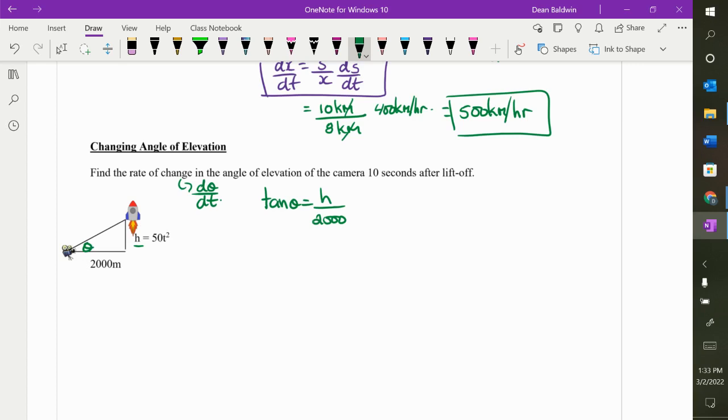What's the derivative of tan? Secant squared theta. But we have to use chain rule. So now I have to do the inside derivative because theta is not constant. What's the derivative of theta with respect to time? d theta over dt. Equals. I'm going to pull the 1 over 2,000 out just because that's a little easier. What's the derivative of h with respect to time? dh dt.